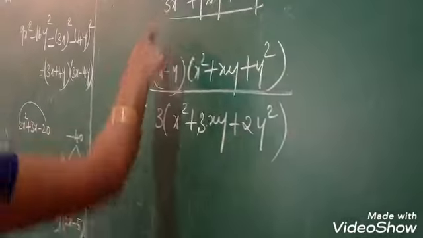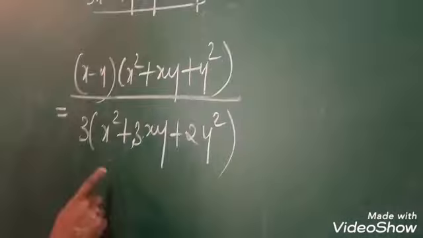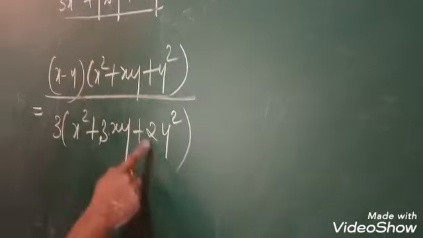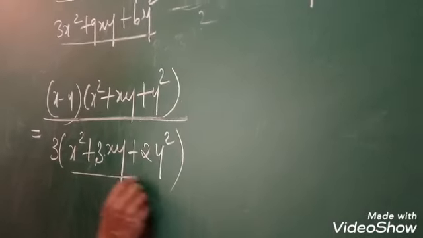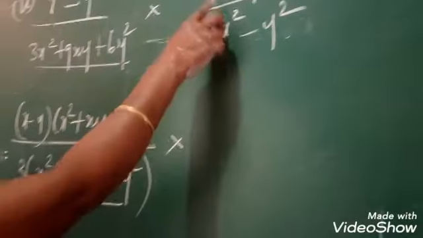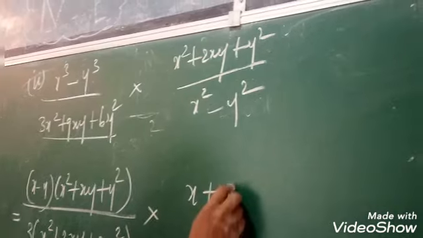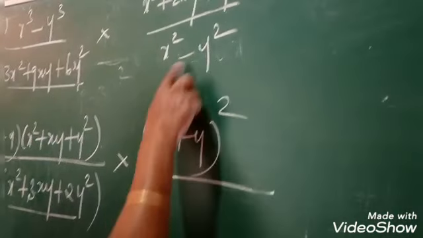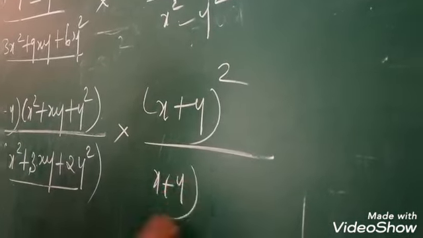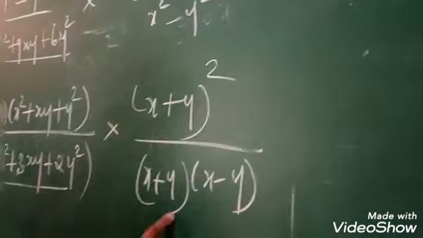3 out means each term should be divided by 3, girls. Yes, x squared. Here if you divide by 3 you get xy. Here if you divide by 3 you get 2y squared. Okay. Here the quadratic equation comes. Next you have to factorize. Okay girls. Here one identity, a squared plus 2ab plus b squared. What is the identity? x plus y the whole square. The denominator is x plus y into x minus y. What is the identity here? a squared minus b squared I am using here.